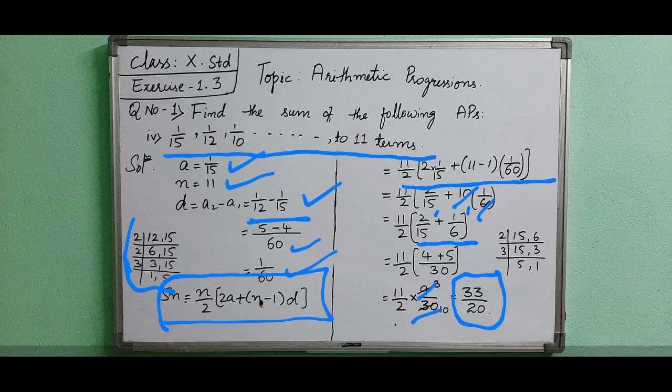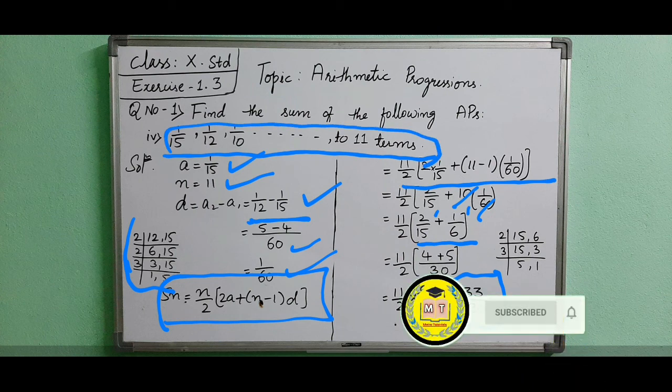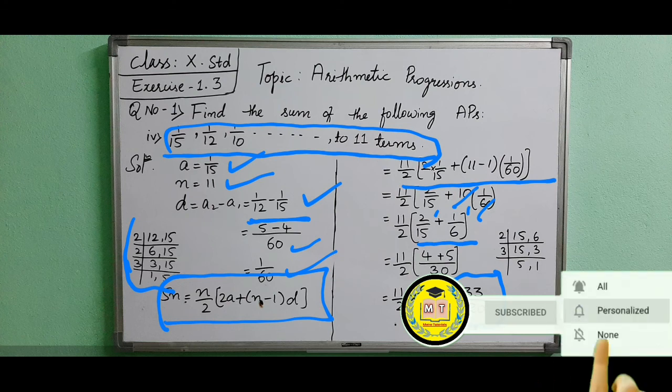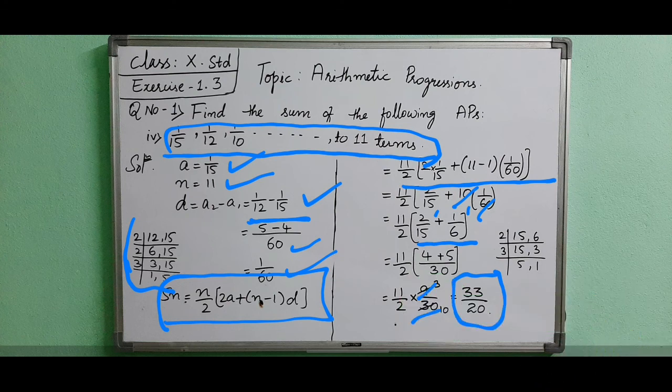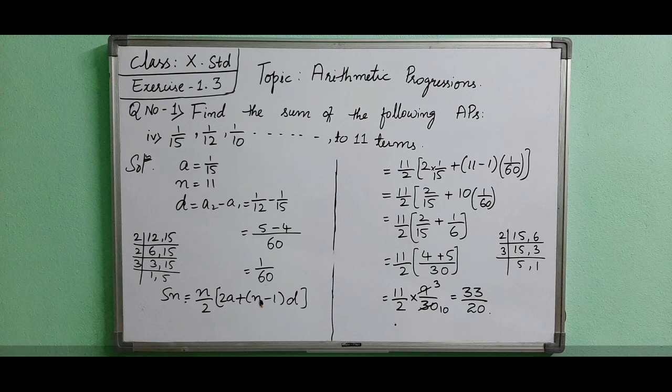So what we are getting here is, if we add the 11 terms of this arithmetic progression, our addition answer will be 33 by 20. Hope you have understood this. If you have any doubts, you can ask in the comment section. Thank you.